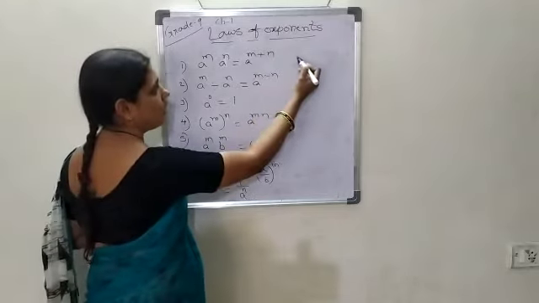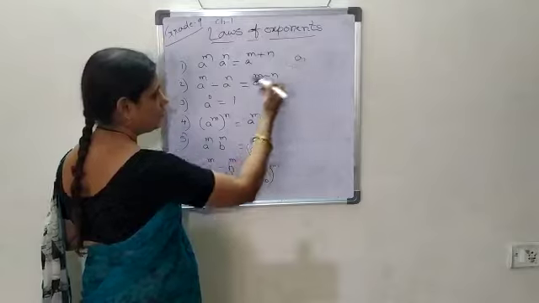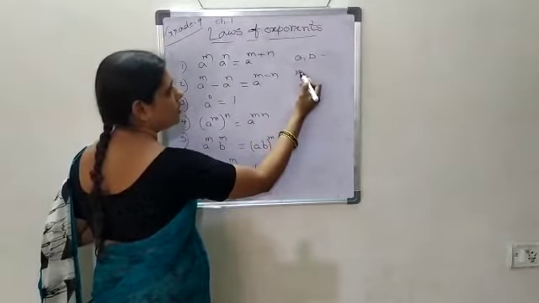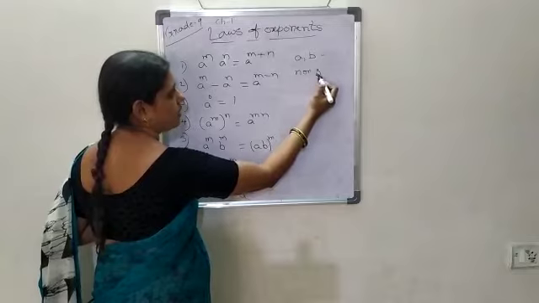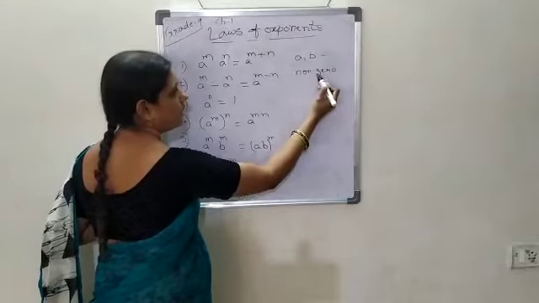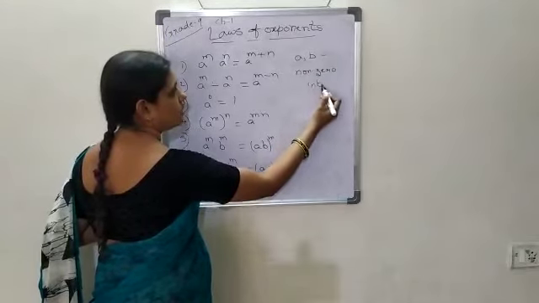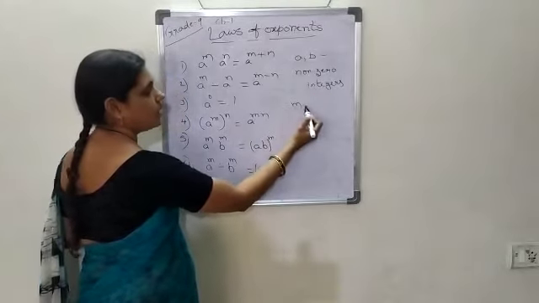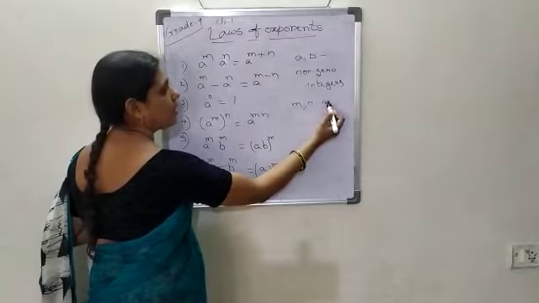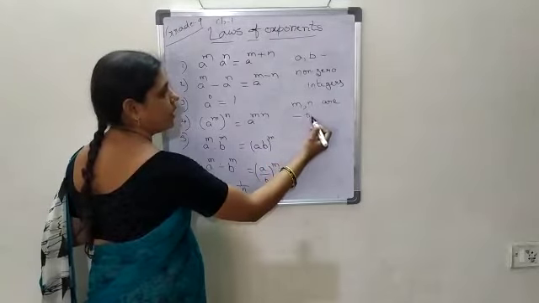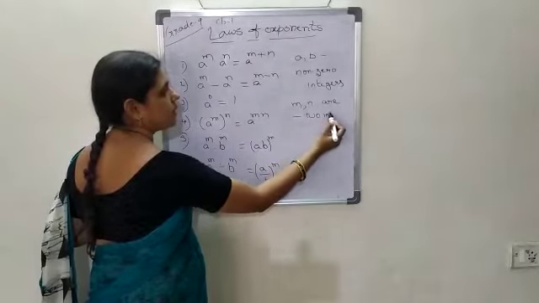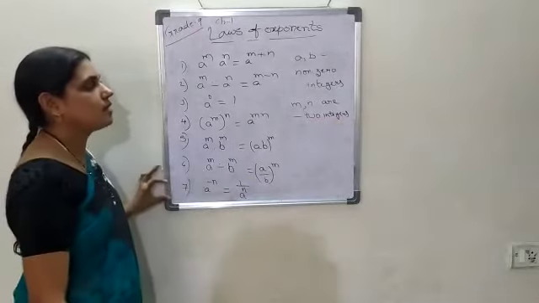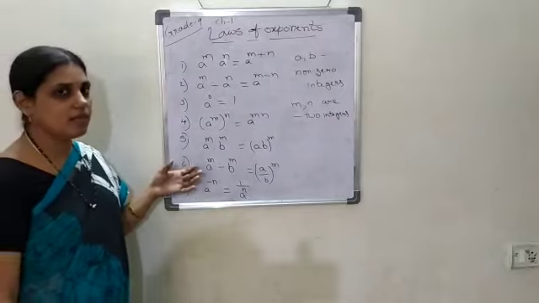So here, what are a and b? Actually a and b are the bases. a, b are any two non-zero integers, and here m and n are exponents. m, n are any two integers. Any two integers we can take in place of m and n. So these are the laws of exponents for integers that we have done.